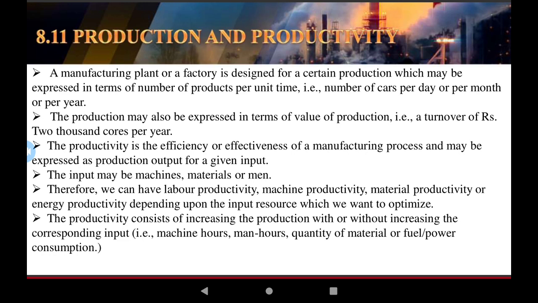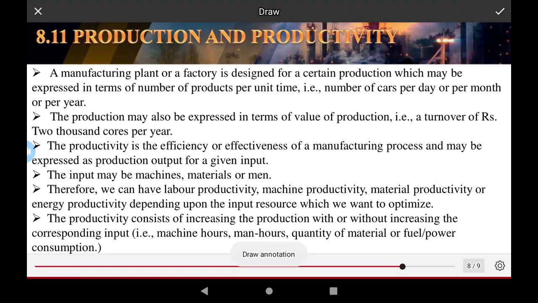The production system is continuous in the year, month, and day. The company has a higher turnover rate over the year in the production system. The input may be machines, material, or man. These are the main inputs of the production system: machines, materials, and man. These three terms are very important for the production of any product.